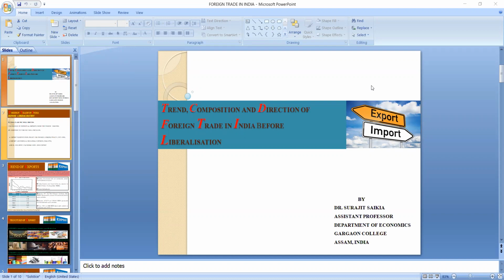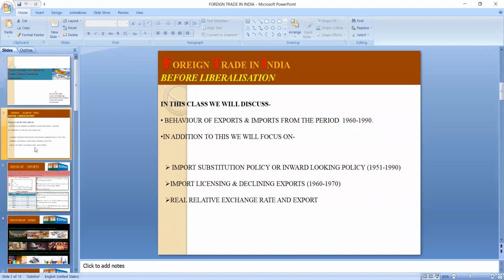So in this class, we are going to discuss the trend, composition and direction of foreign trade in India before liberalization. I think most of you know the concept of foreign trade. What is foreign trade? What are the components of foreign trade? We had already discussed this in the earlier classes. So in these classes, we'll focus on some other aspects of foreign trade in India before liberalization.